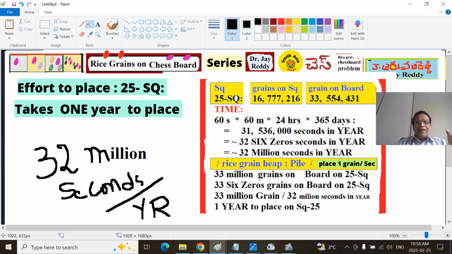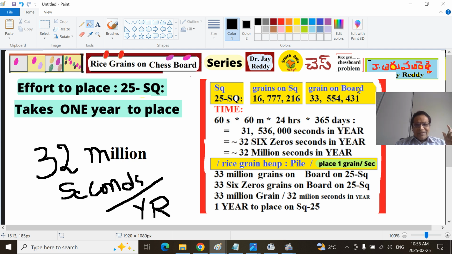That means, suppose instead of 32 million seconds, you can assume 33 million seconds. That means you can put 33 million grains or 32 million grains on the board in a year. 33 million grains is nothing but, if you take the chessboard at the 25th square, you see the 25th square here, the grains on this particular square is different from grains so far on the board. Grains so far, because you're just doubling, right?